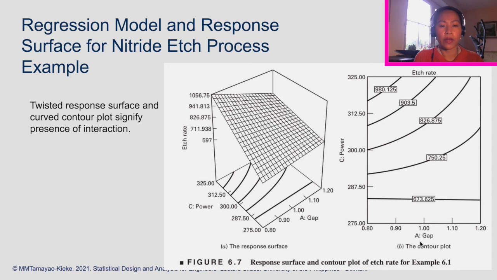and the contour plot. And you can see that we have a twisted response surface and a curved contour plot. And this signifies the presence of an interaction, which of course we can see from our model here. Now, given our results, it is desirable to operate at an etch rate close to about 900 angstrom per minute. And as can be seen from the contour plot, there are several combinations of gap and power that enable this.